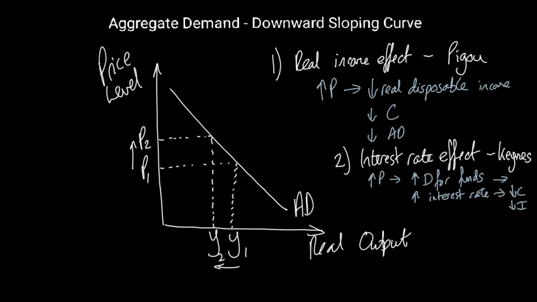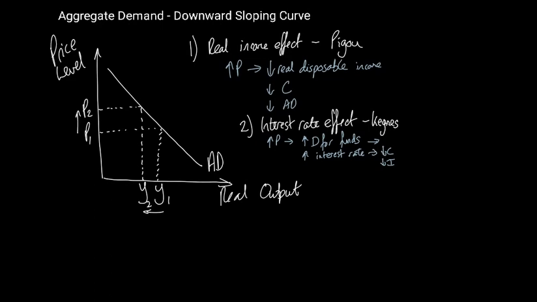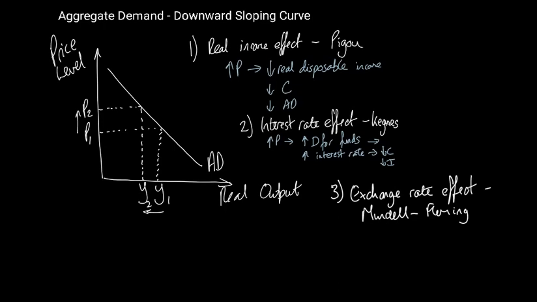And the third one, I'm just going to move this over slightly so I've got a little bit more room to play with here. The third one is what we call the exchange rate effect. This was a couple of guys actually, Mundell and Fleming, who proposed this idea, and this one considers what the impact of this increase in prices will be on a country's international competitiveness.